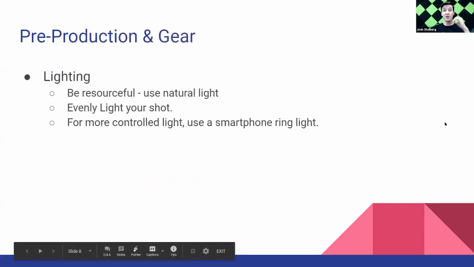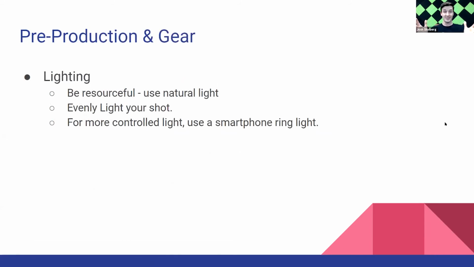Now for pre-production and gear, this is the technical stuff. You might want to take some notes on this. This is some good stuff. First, we're going to talk about lighting. Natural light is probably the cheapest, but a smartphone ring light works well too if you want to have more control over your lighting situation. Whatever the case, you need to have adequate lighting.